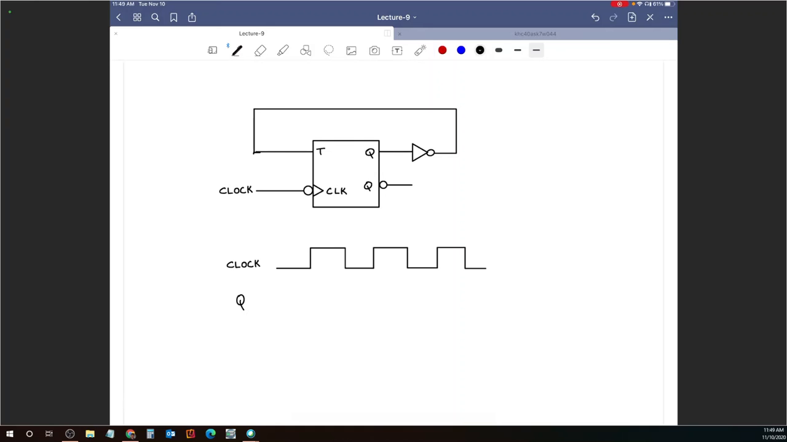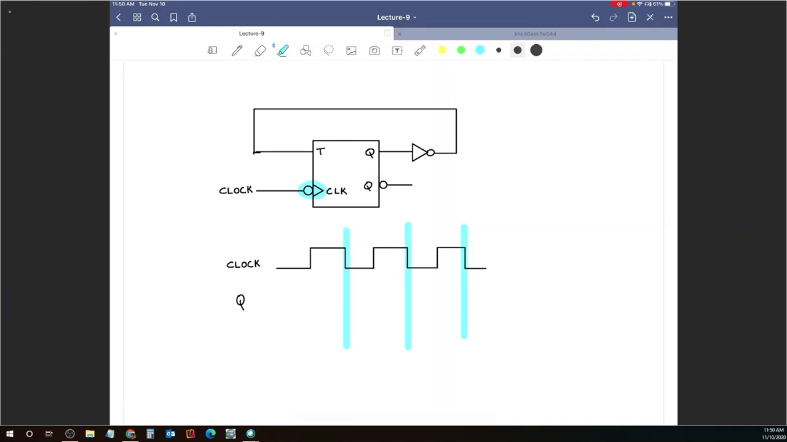There's a T flip-flop connected in a certain configuration. You're taking the output of the T flip-flop and feeding it back to the input using an inverter. And you have been given the clock signal. It's a square wave. Again, it is a negative edge trigger design. So all you have to do is focus on the negative edges of the clock. The positive edges are not going to matter. The levels are not going to matter.